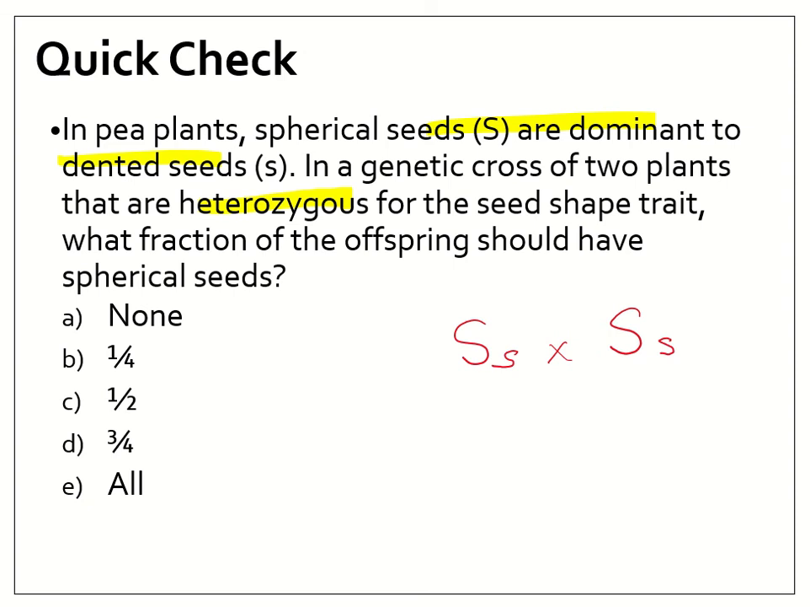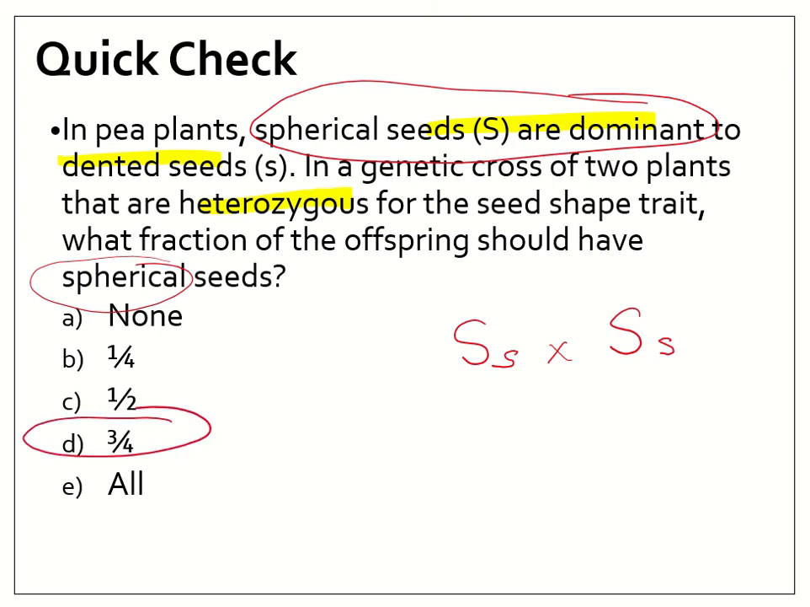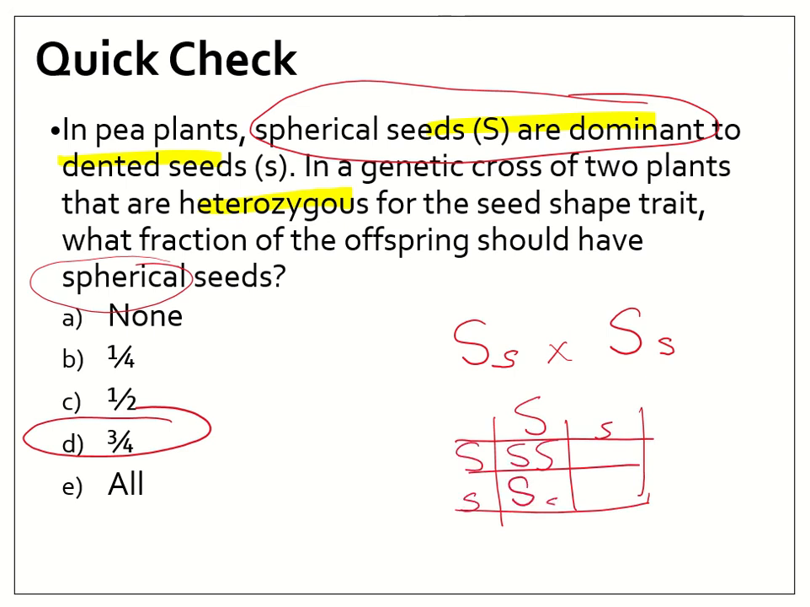All right, so then we're looking for the spherical, which is your dominant trait. If you remember our tricks, we know that 3 out of 4 are going to have that dominant trait. If you wanted to do a quick Punnett square cross, but see what I mean about S's? S's are just hard. So you can see that 3 out of the 4 are going to show that dominant trait.